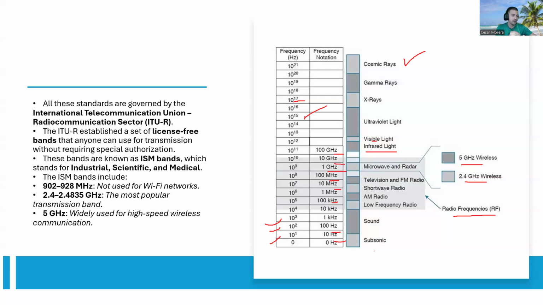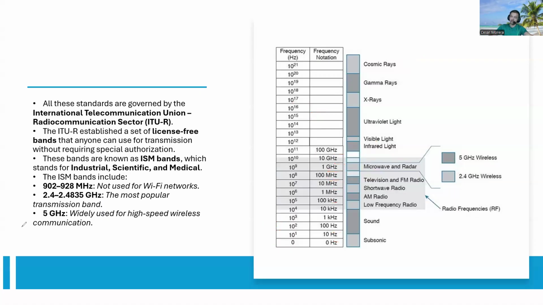These bands are known as ISM bands, which stands for Industrial, Scientific, and Medical. The ISM bands include 902 through 928 megahertz, not used in Wi-Fi networks, 2.4 to 2.4835 gigahertz, the most popular transmission band, and then we have 5 gigahertz, widely used for high-speed wireless communication. So let's continue moving on.